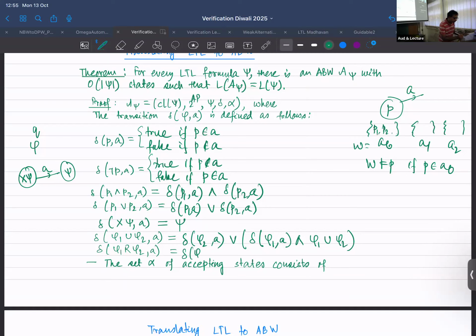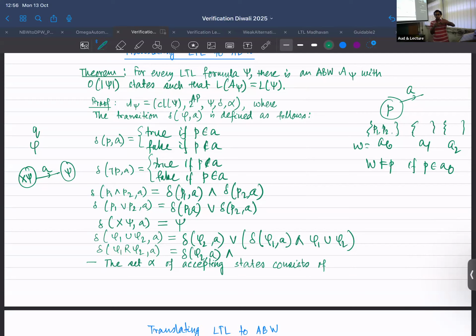Delta of phi 2 comma A, and delta of phi 1. So what is the release? Phi 1 releases phi 2. Phi 2 is holding, and if phi 1 appears, then we are good. If phi 1 doesn't appear, at this point of time phi 1 releases phi 2.